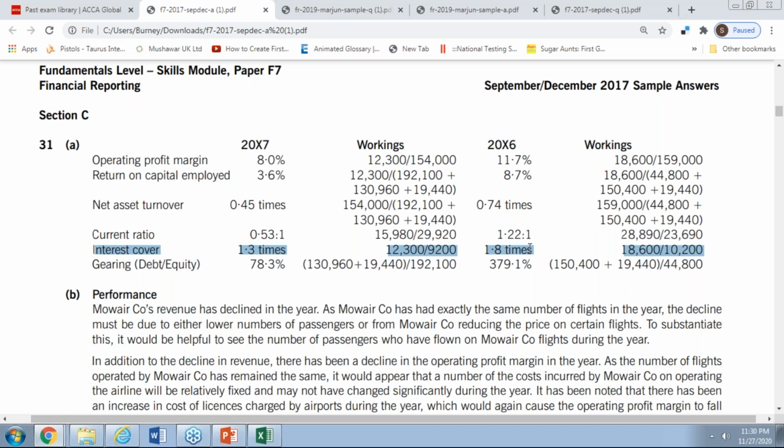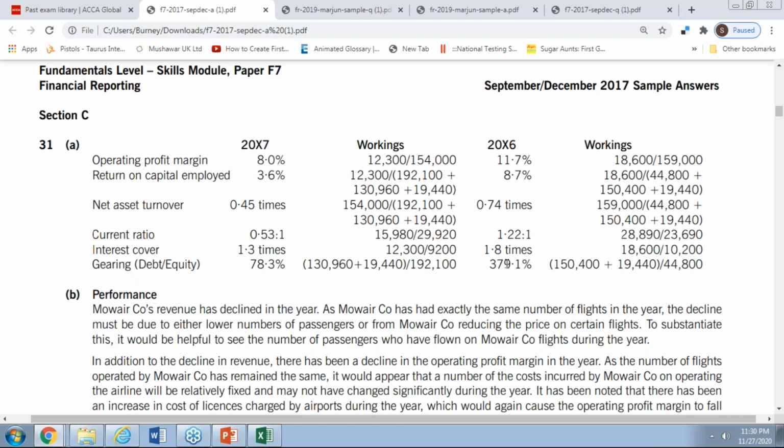Now the interest cover. The interest cover is decreasing partly because the profit has declined over the period. And you can see here there is a decline in the profit from 18,600 to 12,300. Even though the company has paid some of the loan and there is a decline in the interest expense over the period, still the interest cover is 1.3 times, which shows that most of the profit is used to pay the interest, and very little profit is available for the shareholders.